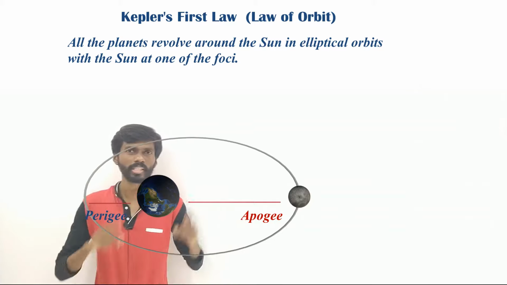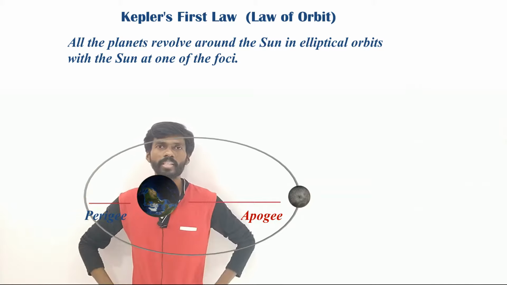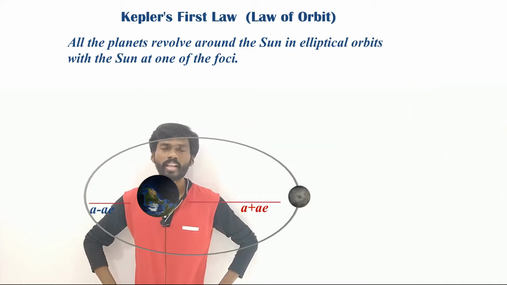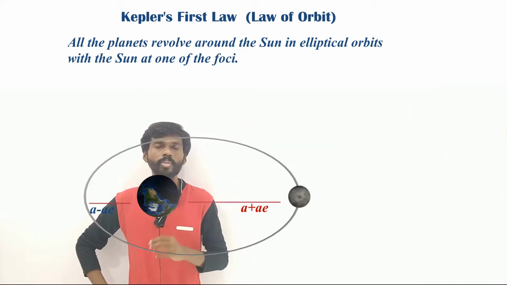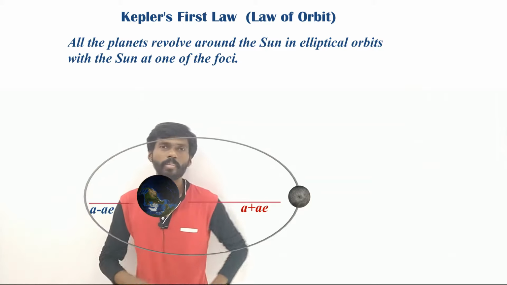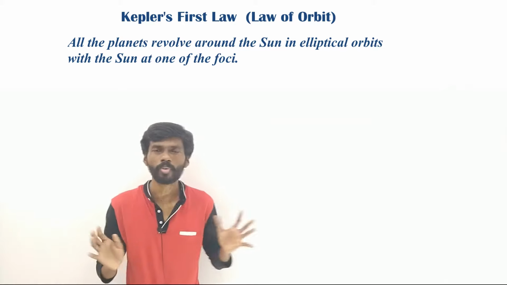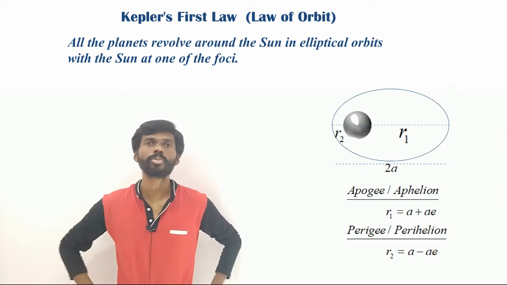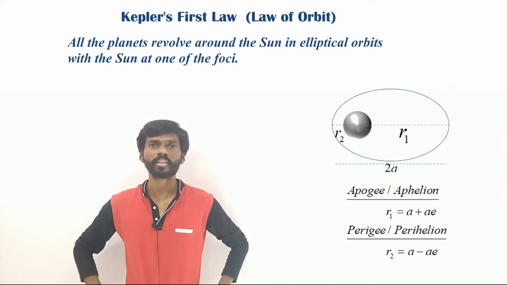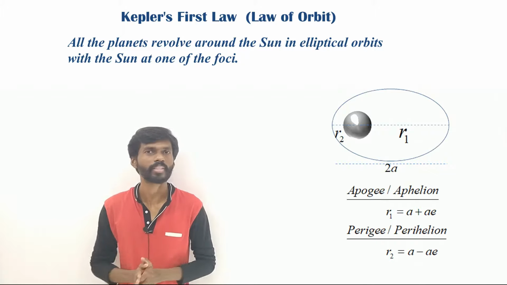We have seen in an ellipse that the distance from the focus to the farthest end of the major axis is a plus ae. So the apogee or aphelion distance is a plus ae. Similarly, the perigee or perihelion distance is a minus ae. You should remember this as a formula. These are certain things you should know about Kepler's first law, which gives you an idea of the shape of the orbit of the planet.